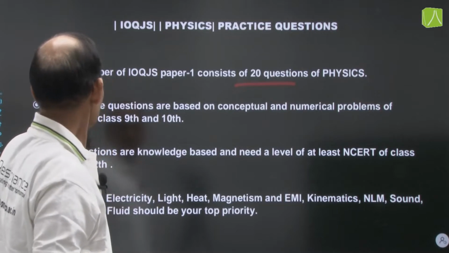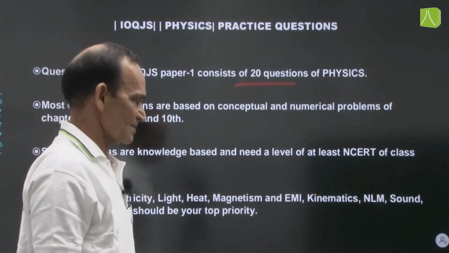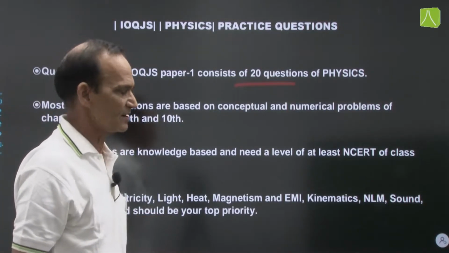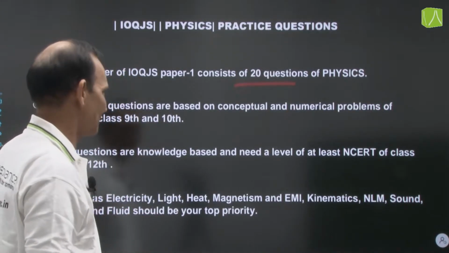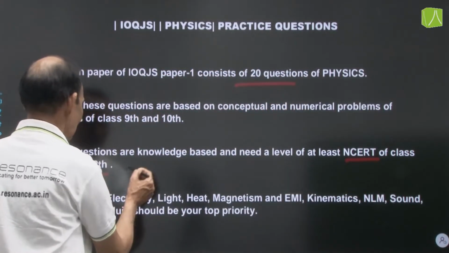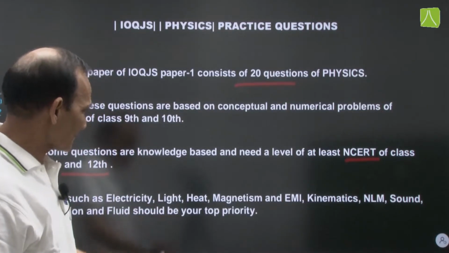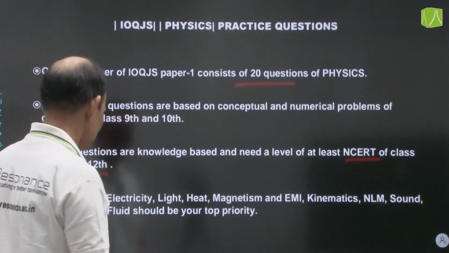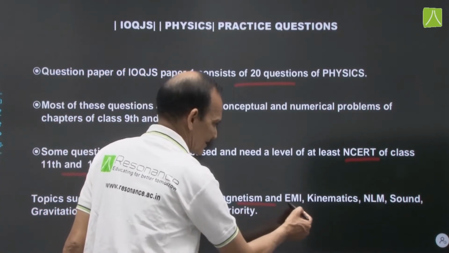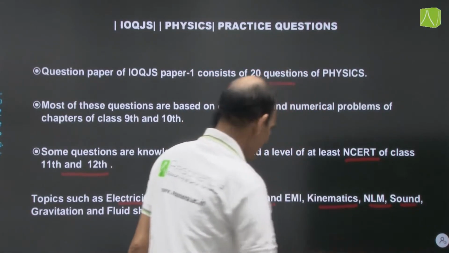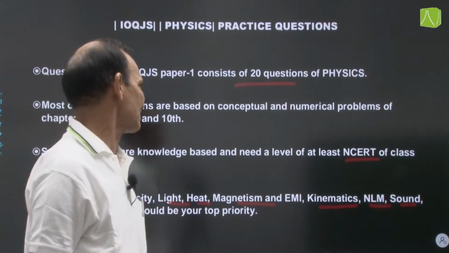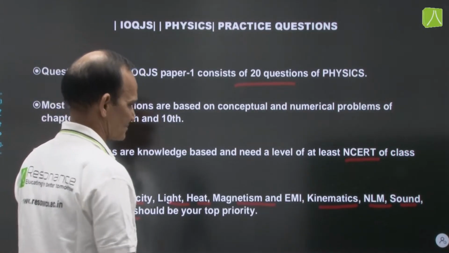Is it clear? Most of these questions will be conceptual and numerical problems. They will be of 9th and 10th standard, but some questions may be of a higher level, NCERT of class 11th and 12th. In physics, the important chapters are electricity, light, heat, magnetism and EMI, kinematics, NLM, sound, gravitation and fluid. These are the important chapters for IOQJS.